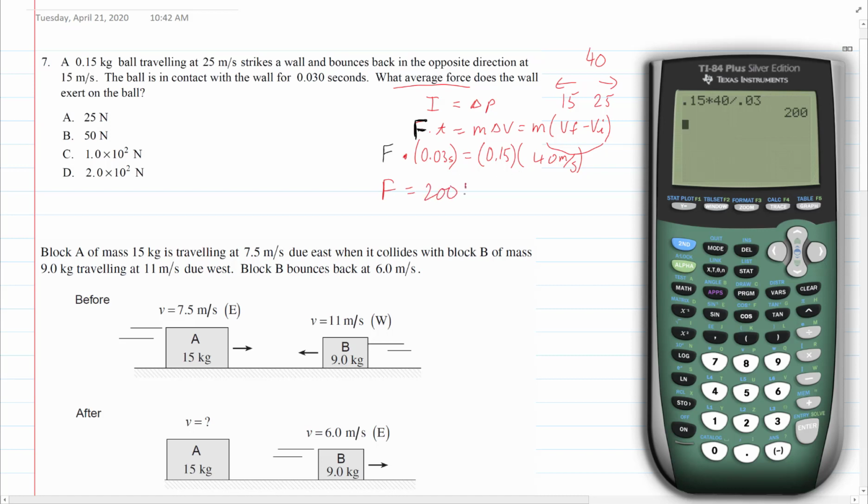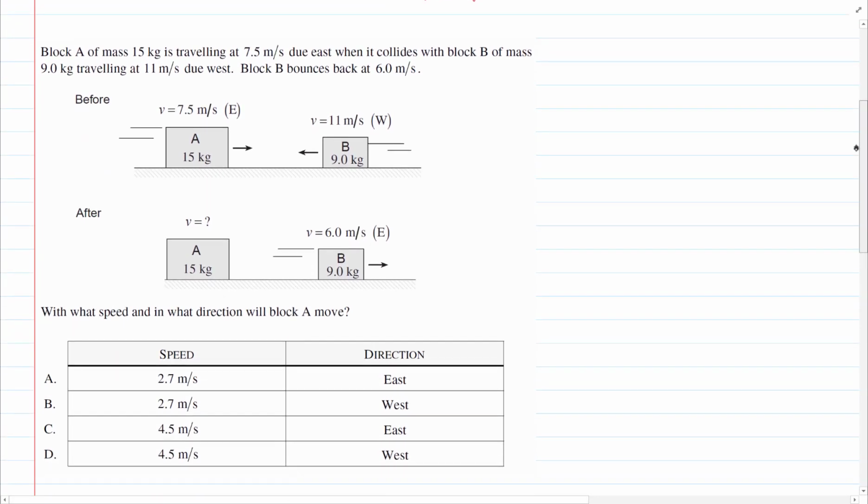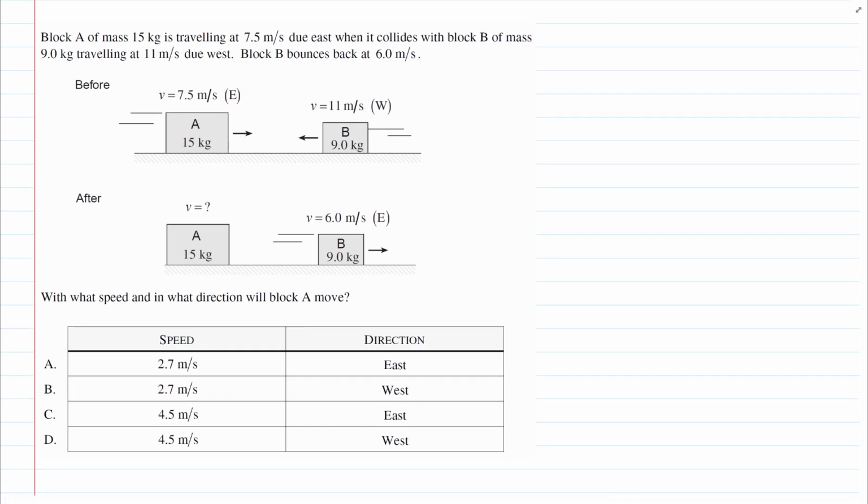Hope that's what you got. Thank you for trying it. Here we go, the next question. Remember, pause it. You have 5 seconds. 5, 4, 3, 2, 1. We have liftoff. Yes. Okay.